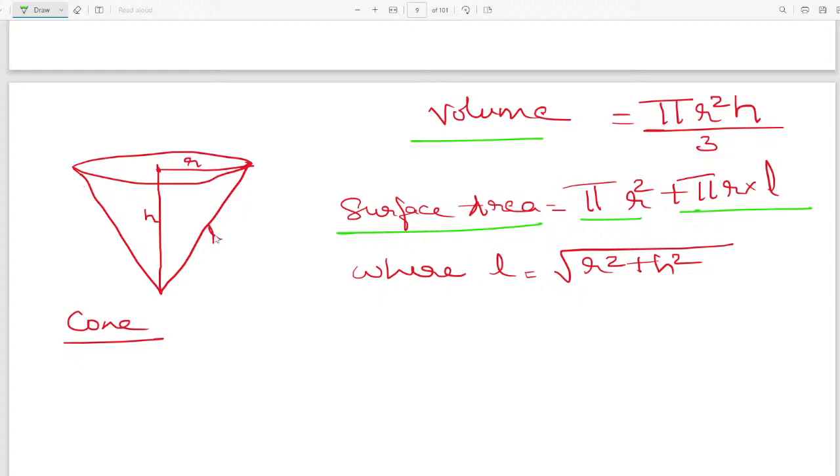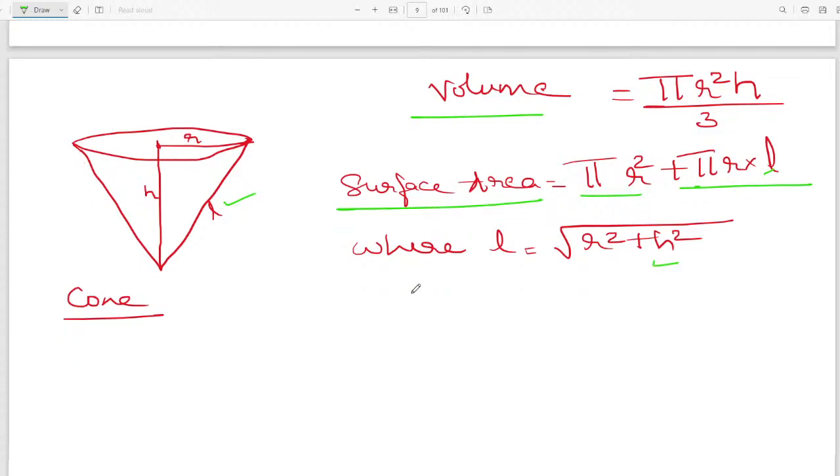Surface area is given by pi r square plus pi r L, where L is this length, and L is equal to root of r square plus h square. This is the Pythagorean theorem. L square is equal to r square plus h square. So L is this L here, and L is equal to root of r square plus h square. I hope this is clear till now.